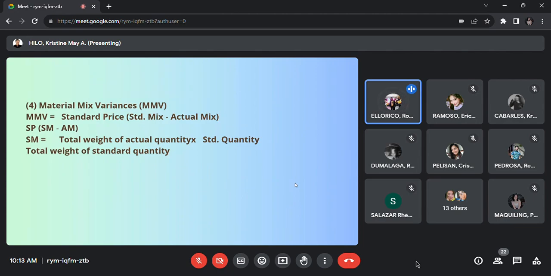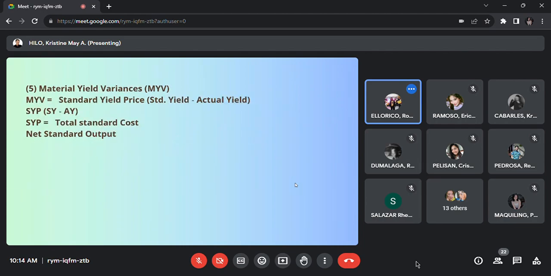So total, total weight of standard. Number 5.